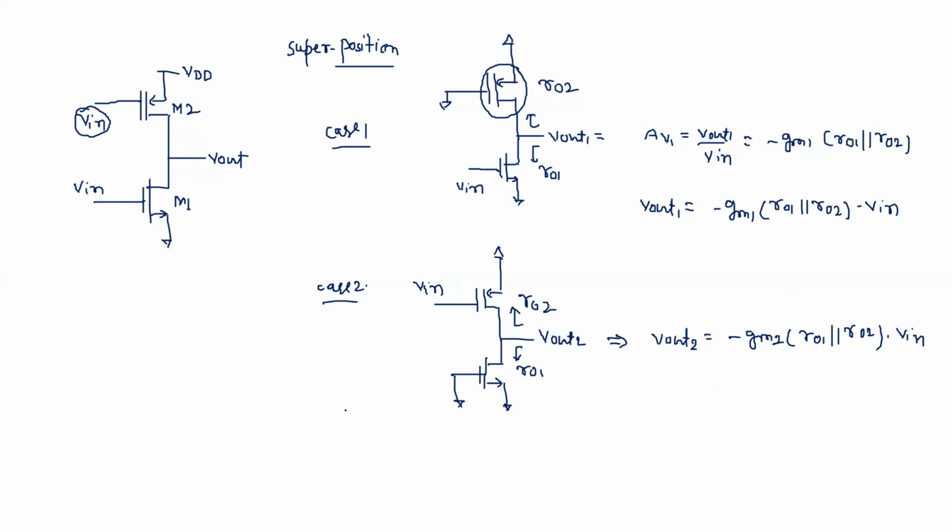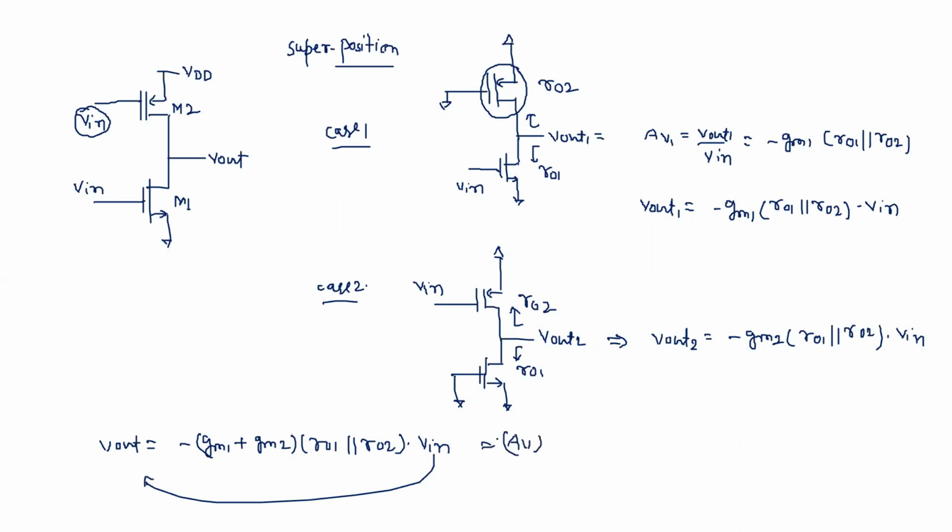Overall, from both cases, if I sum them up, I get the overall output as Vout1 plus Vout2, which is nothing but minus (gm1 plus gm2) (ro1 parallel with ro2) into Vin. So the gain, if I take Vin in the denominator, is what we calculated: minus (gm1 plus gm2) (ro1 parallel with ro2).